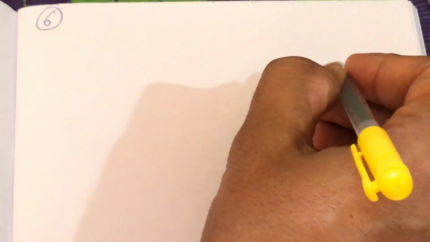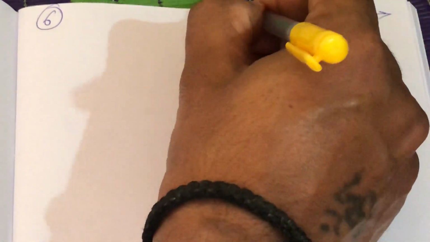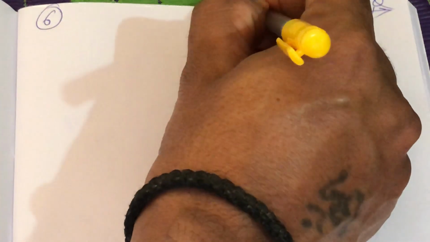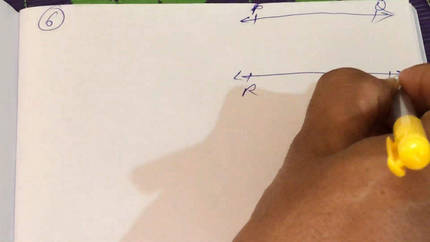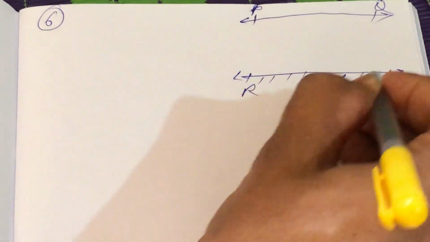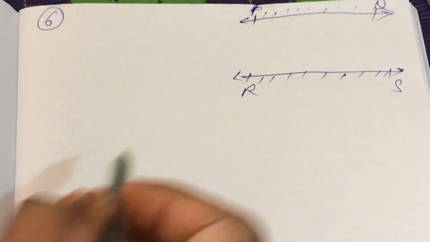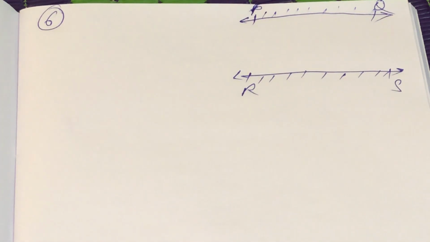The next question, question number 6. PQ and RS are two mirrors placed parallel to each other. Let's see what is given. These are the two mirrors. This one is PQ and this one is RS. You know one side of a mirror is always covered. Parallel to each other, an incident ray AB strikes the mirror PQ at B.